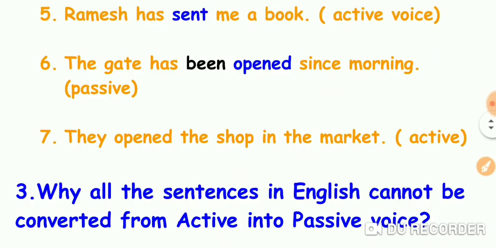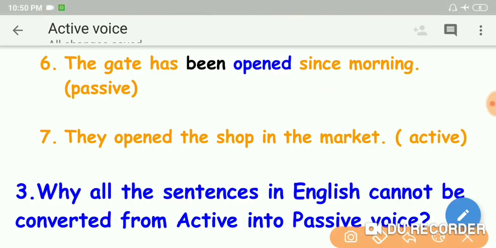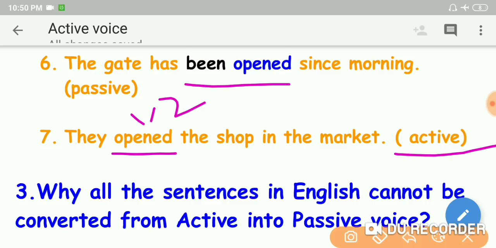So here in the sixth sentence, the gate has been opened since morning. See here, been is also there, opened is also there. So that's why this is a passive sentence. Like that, in the seventh example, just you can see here, they opened the shop. Here we have only V2. We don't have V3 or to be verbs also. That's why this is also an active sentence.